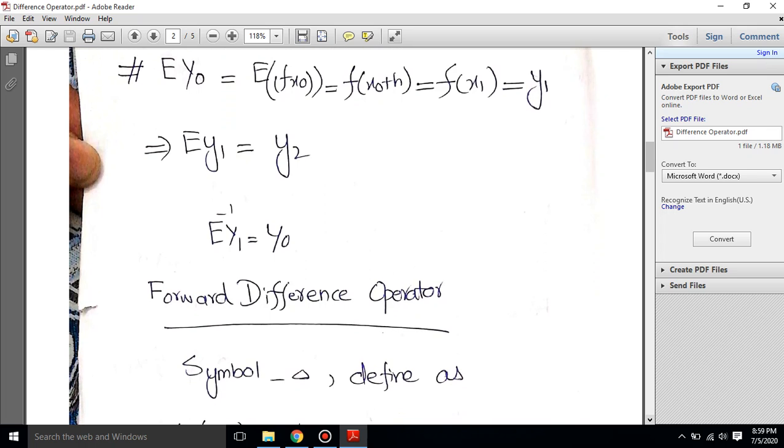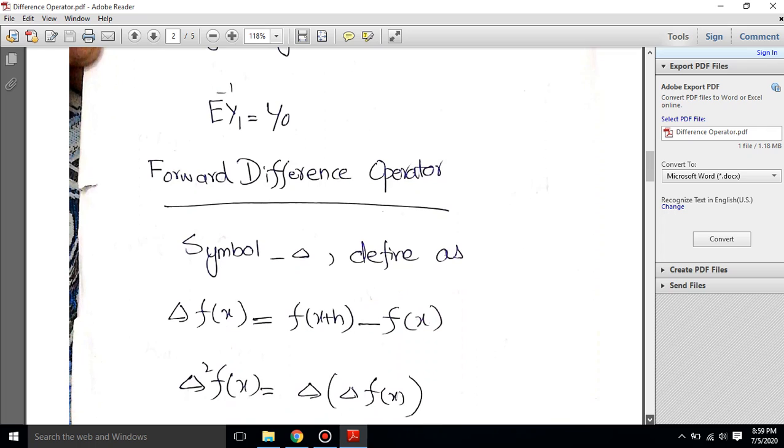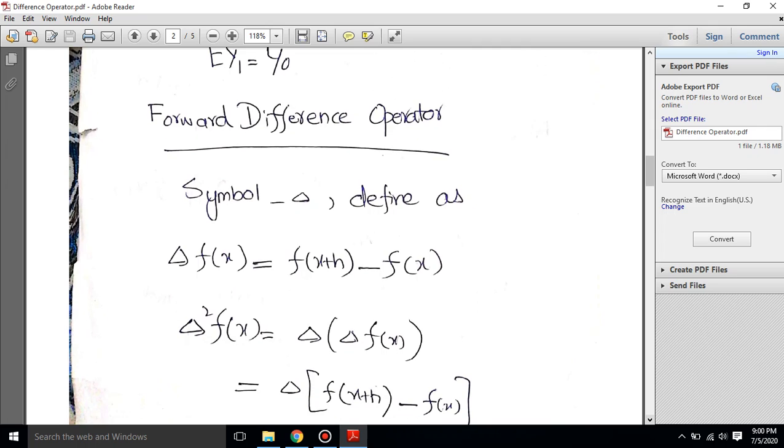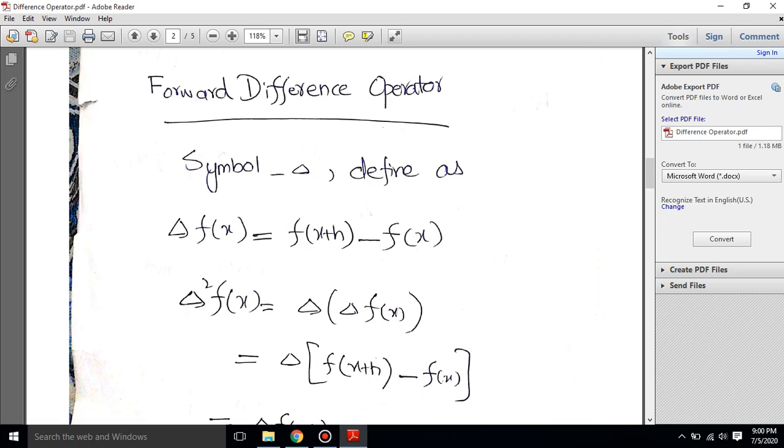Now we are going to move on to another operator called the forward difference operator, which is represented with this symbol. It is defined as follows: when we apply the forward difference operator to the function f(x), that will be equal to f(x + h) − f(x). When we have the square of this forward difference operator and want to apply it on our function, it is written like this: Δ applied to Δf(x). From the previous definition, Δf(x) is equal to f(x + h) − f(x).